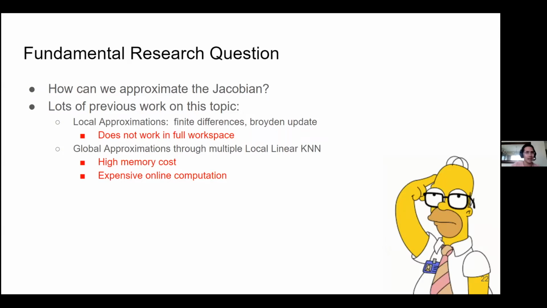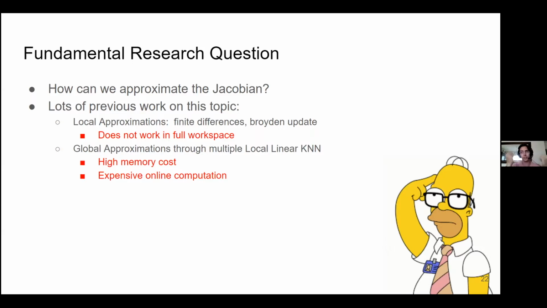There's lots of previous work on this topic. Local approximations take a finite approximation at the immediate pose of where the robot is, and we can do an online update with Broyden's update to make it useful further away from where the initial approximation is taken. Unfortunately, this only gives you an approximation for where the robot currently is, so you can't use it across to the other side of where the robot moves in space.